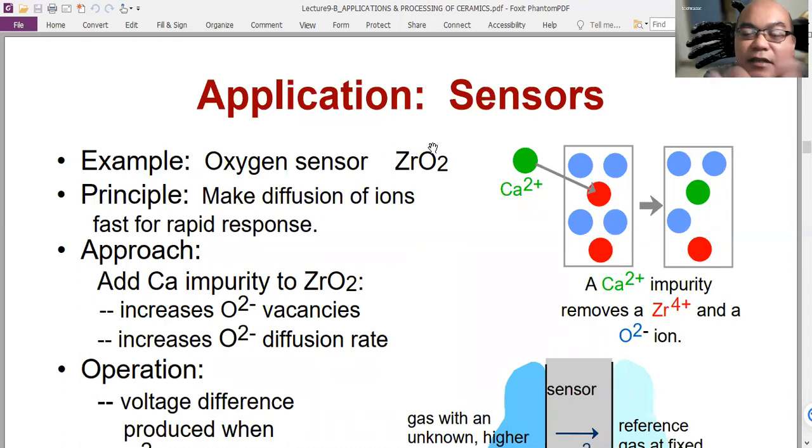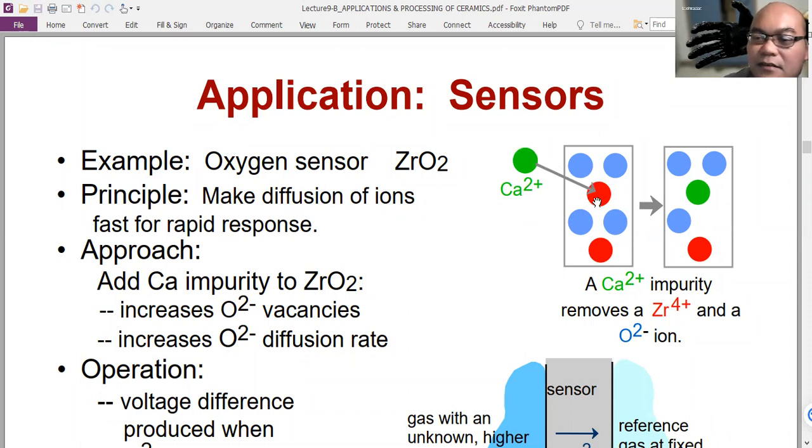With this, the defects can be filled in by gas from the atmosphere, and then it will cause charge neutrality to shift, and as a result electrons can travel, so there can be either a conductivity change or resistance change. So in the oxygen sensor that uses zirconia, the principle is to make diffusion of ions fast for rapid response. For example, you have calcium impurity that will replace a zirconium 4+ and an oxygen 2- ion. So 4+ and then plus 2- equals 2+, this one.